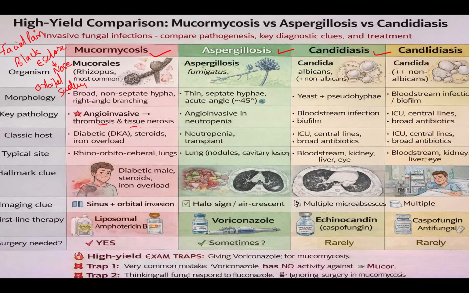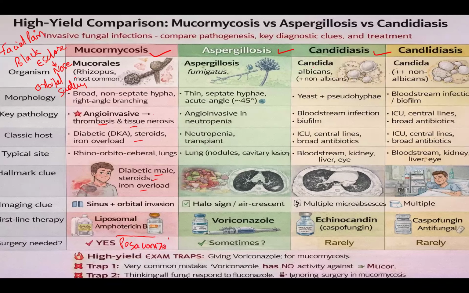There is angioinvasion, tissue necrosis. The classic host will be your DKA, steroid, iron overload, or post-malignancy or HIV patient. The hallmark clue: he is a diabetic male, he is on steroids, or he has taken a blood transfusion in the past. What will be the drug of choice? Liposomal amphotericin B, orally maintained on posaconazole later, once this treatment is over.